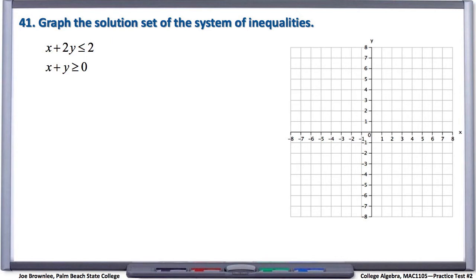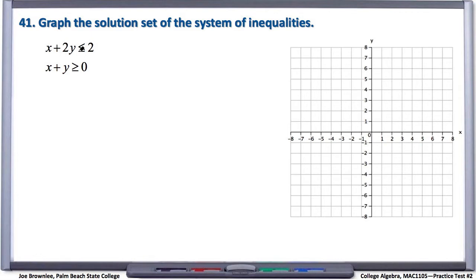Right, number 41, we made it. The last question of practice test number 2 for college algebra. And we're asked to graph the solution set of the system of inequalities. We've been given x plus 2y is less than or equal to 2, and x plus y is greater than or equal to 2.